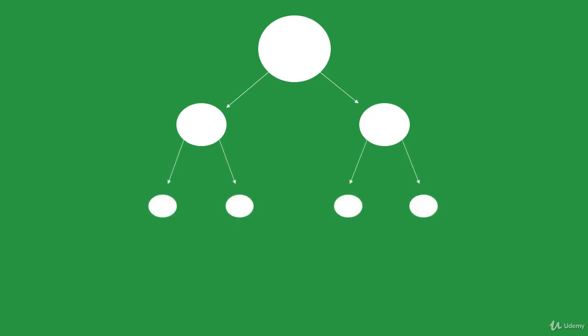In computer science, divide and conquer is an algorithm design paradigm based on multi-branch recursion. A divide and conquer algorithm works by recursively breaking down the problem into two or more sub-problems of the same or related type until these become simple enough to be solved directly. These solutions to the sub-problems are then combined to give a solution to the original problem.